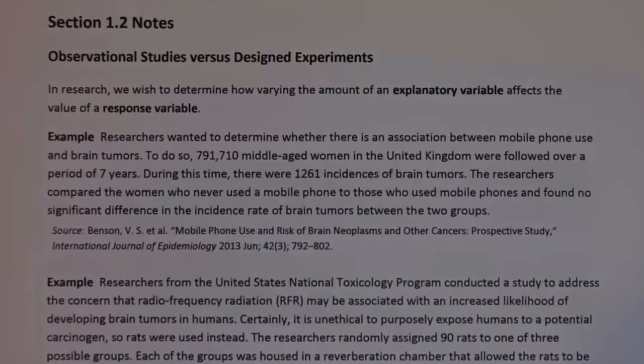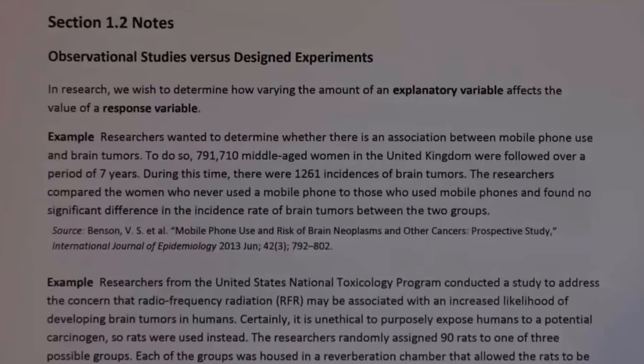Oftentimes in research, we're trying to determine if there's any kind of a relationship between two different variables. For example, maybe I'm a pediatrician, and I want to know, is there a relationship between the length of a newborn baby and the weight of a newborn baby? It seems logical that there might be, but I don't know for sure. What I would think is that a shorter baby might weigh less and a longer baby might weigh more, but I don't know that.